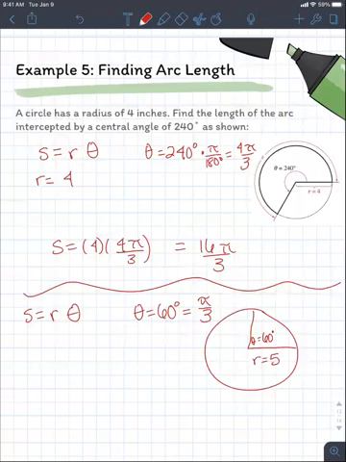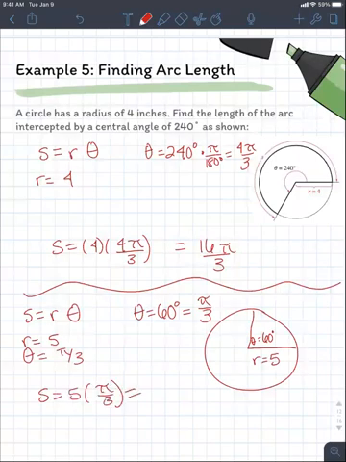Okay, do you want me to go over it since we already know the answer? In this case, our radius was 5 and our theta in radians is pi over 3. So our arc length is 5 times pi over 3, which is just 5 pi over 3. Cool? Not too bad?